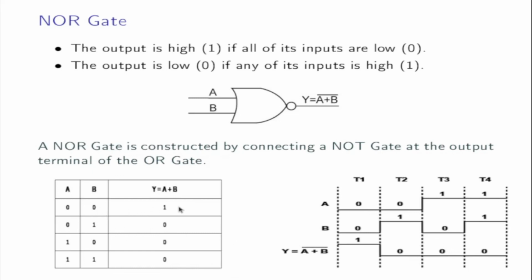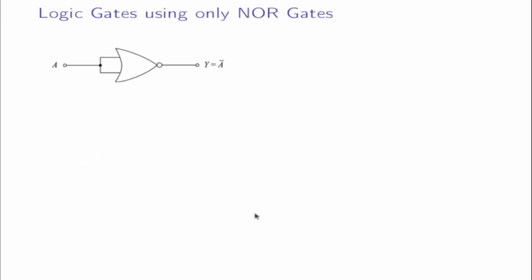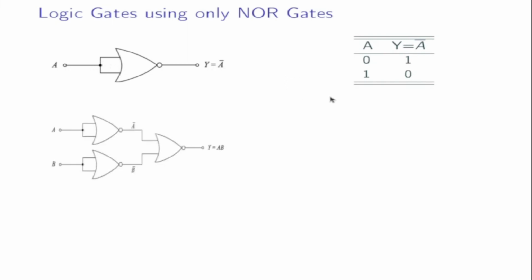It has an output when both the inputs are low. If either of the inputs is high or both are high, the output is low. So the output is high only when both the inputs are low. All other gates can be constructed using NOR gates. This is the NOT gate. A is given to the input and the output will be A bar. So this acts as a NOT gate.